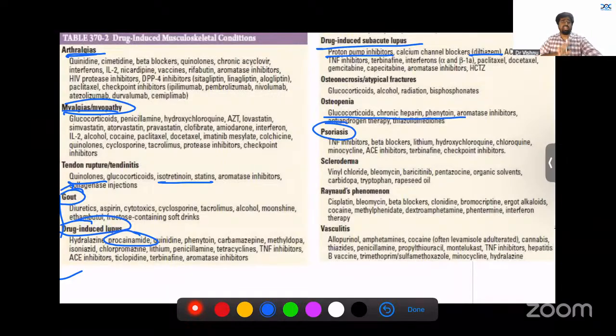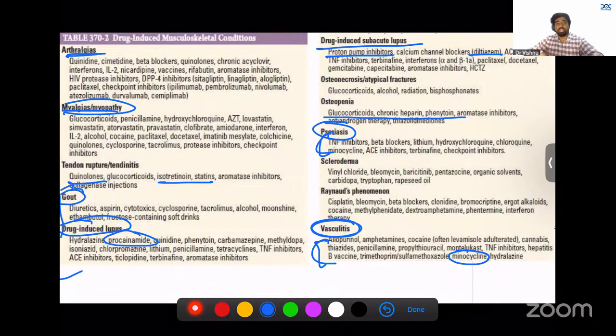Psoriasis, I don't think they'll ask this. They may not ask this, but still, it's important. This table is very important. And as I told you, vasculitis, this was where the questions were asked. Minocycline is one of the most commonly implicated drugs. They put it last in this particular list, but actually it's one of the more commonly implicated drugs. This is one of the tables which I think you should read one day before the exam or just before the exam. This is one table you should not ignore.